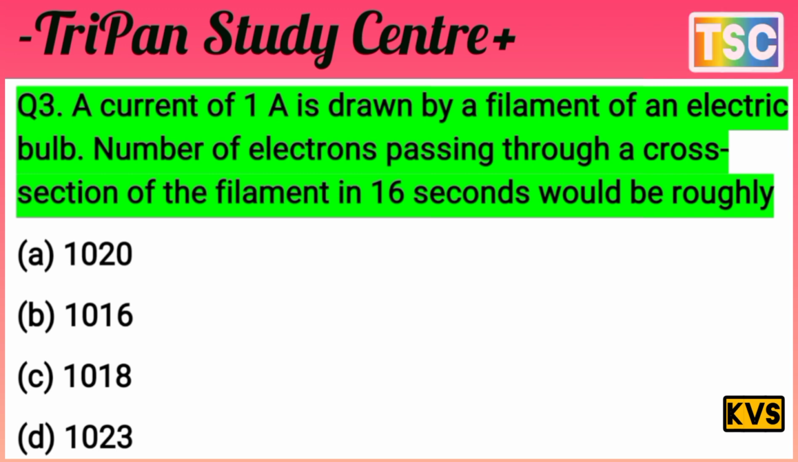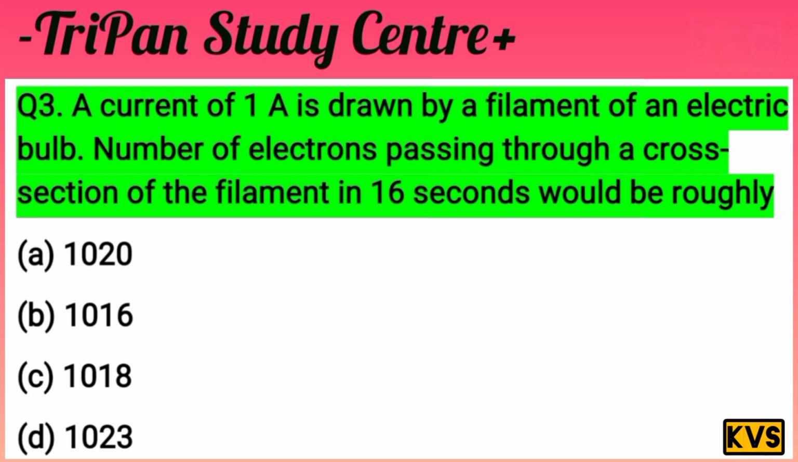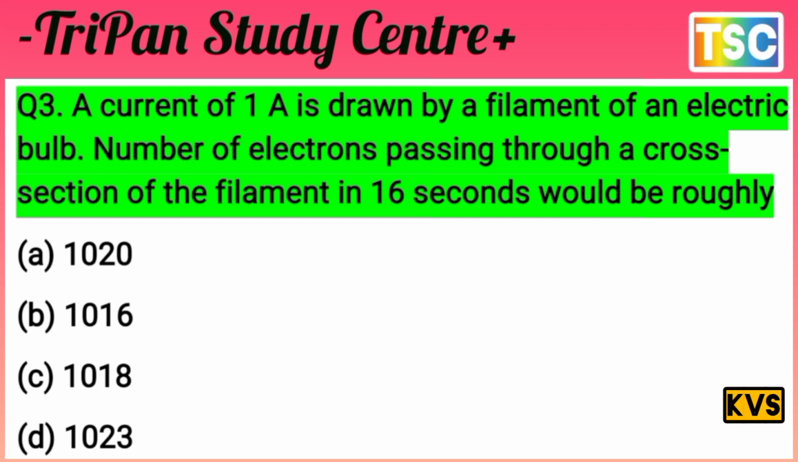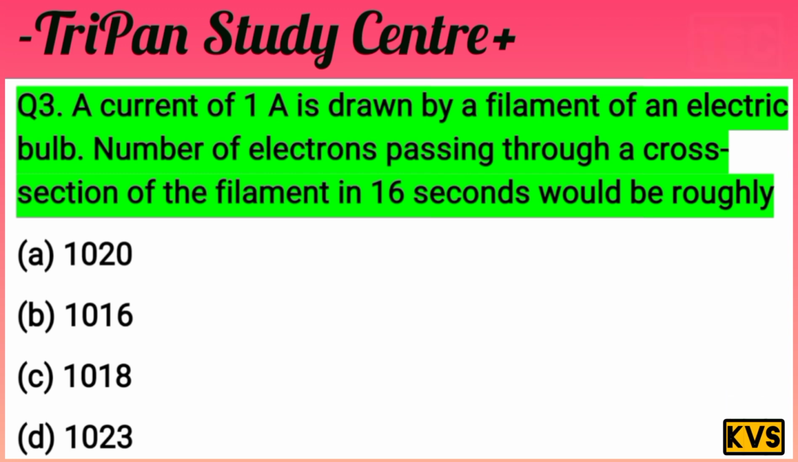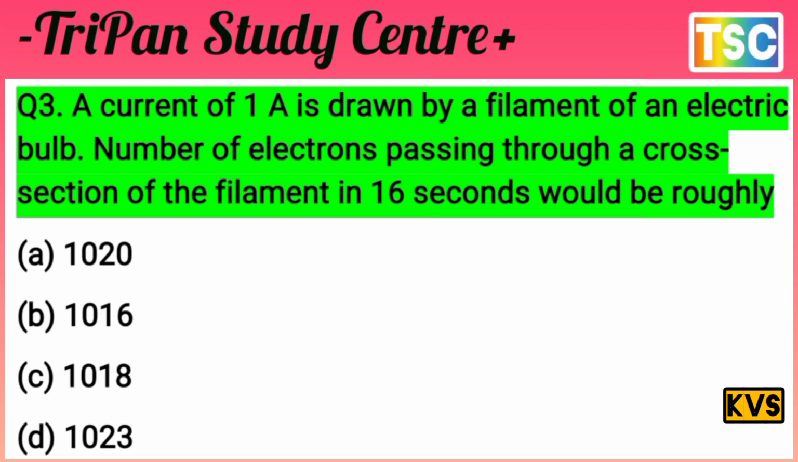But first of all, check your knowledge. I give you a few seconds. You must have a thought of your answer. Let's check the answer. Do you understand the question? A current of 1 ampere is drawn by the filament of an electrical bulb. The number of electrons passing through the cross section of the filament in 16 seconds would be roughly. The answer is mostly important. The answer is A, 10^20. That's important here.